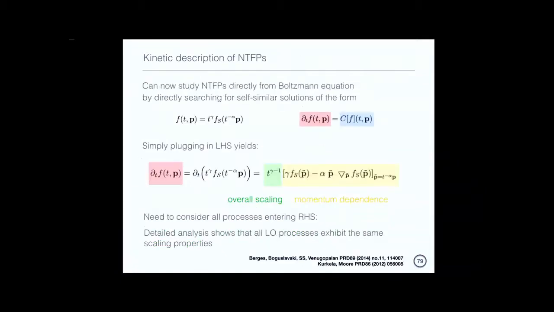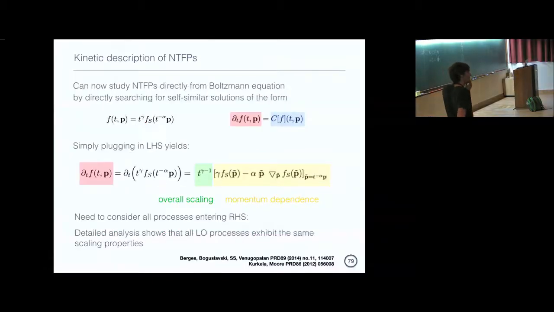Okay, so what we want to do now is study this phenomenon of these non-thermal fixed points, which are these self-similar scaling solutions, based on these kinetic equations that we have. And the natural thing to do there, knowing that there should be solutions of this form, is to take this as our ansatz and simply plug this into the Boltzmann equation and see what comes out of this.